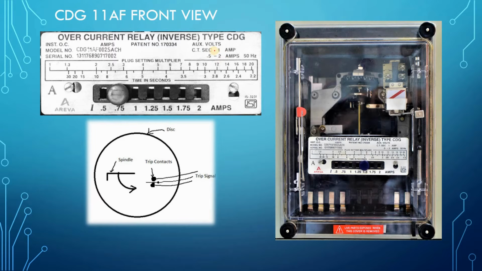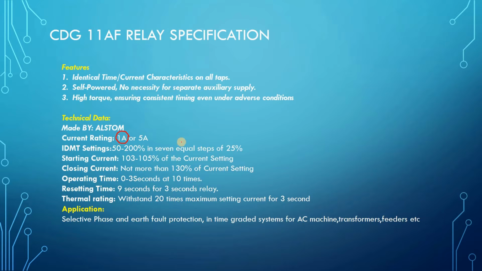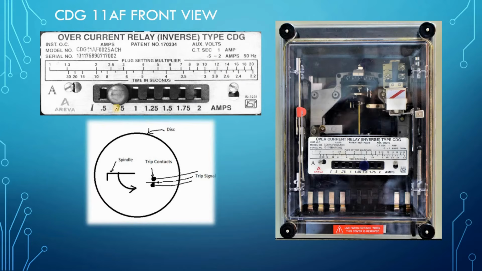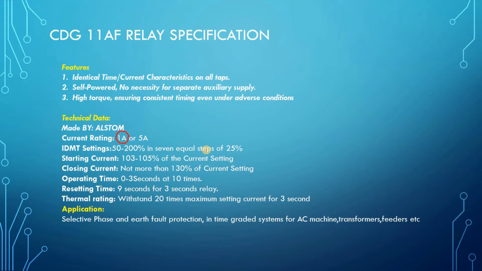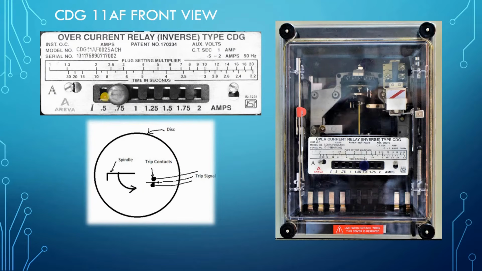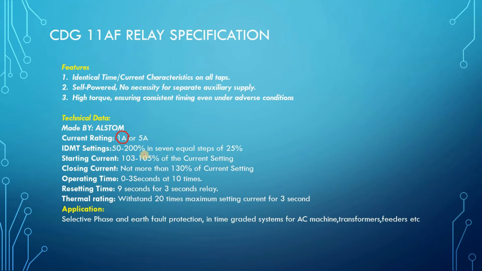So current rating is 1 ampere. So 50% of 1 ampere is 0.5 and 200% of 1 ampere is 2. And it increases in steps like this, in each step 25%. So that means 0.5, 0.75, 1, 1.25, 1.5, like this we have 7 equal steps. We have 7: 1, 2, 3, 4, 5, 6, 7.